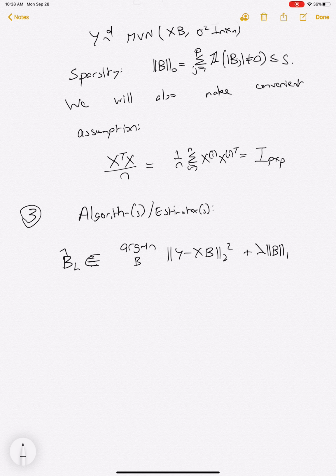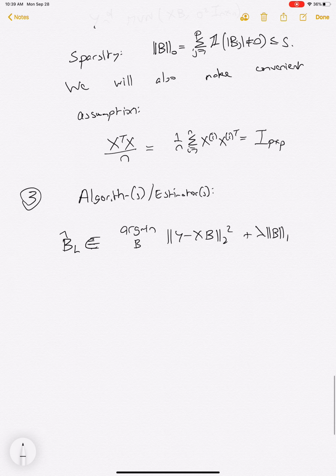In the case where we make this assumption, X transpose X over n, it turns out that it is unique. But in general, for general X, you need rank of X equal to p to be unique. I'll talk about that shortly. And so this is what we consider, and then we're going to address the question in this lecture: how do we find B hat L?